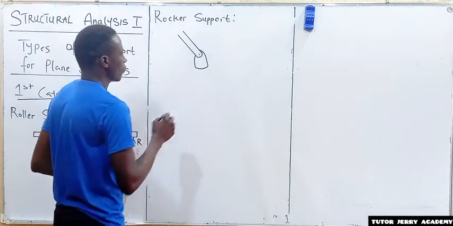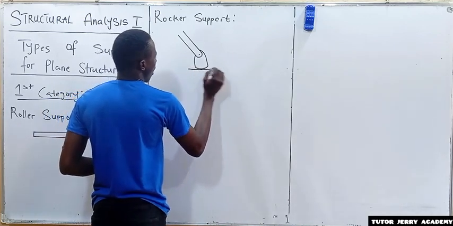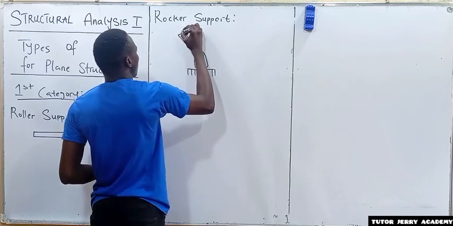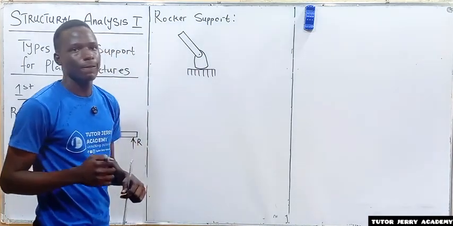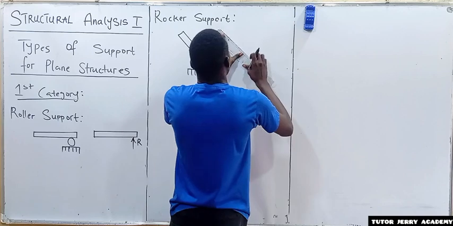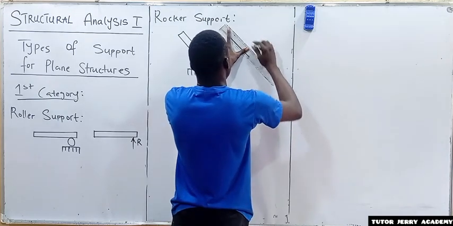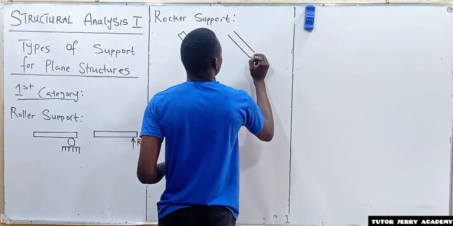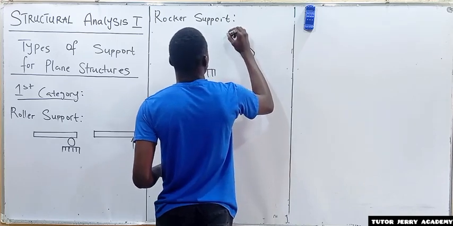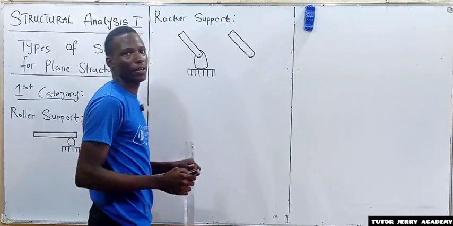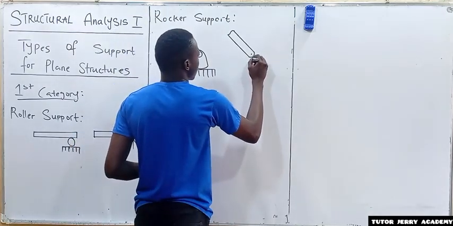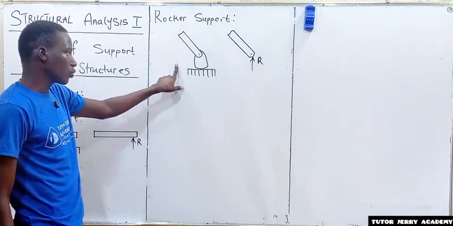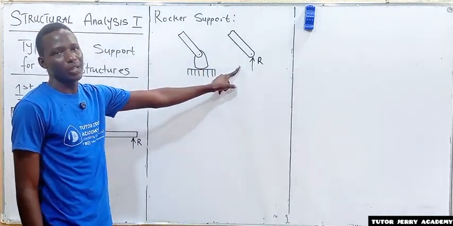Then we have this, and this. Then we have this. Then we have this. All right, this is a rocker support. It will also produce an upward reaction. So take note of that.